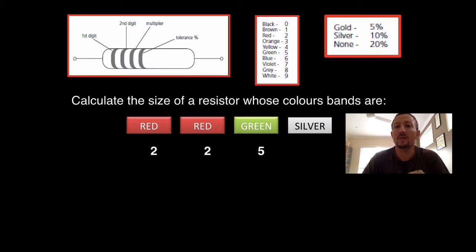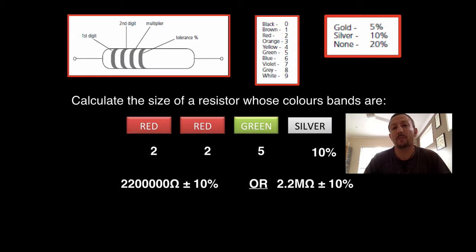Now it's also got a silver band. Now if I look in the third table, silver basically means I've got a 10% tolerance. So it's 2,200,000 ohms plus or minus 10% of this value. So it could be anywhere between 10% above 2,200,000 or 10% below 2,200,000. So that's the range of my resistance for my resistor. So as you can see here, that's how we would write it, or I can put it as 2.2 megaohms plus or minus 10%.